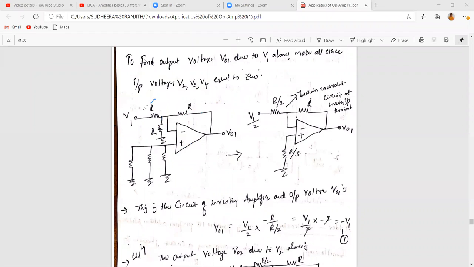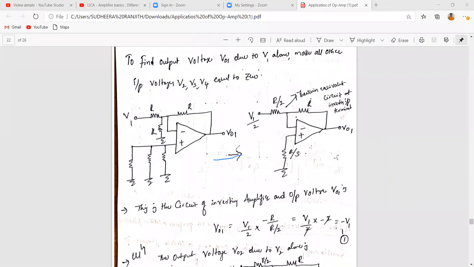So when these two resistances are in parallel, what is the equivalent resistance? R into R by R plus R, right? R square by 2R, which is R by 2. So I'm replacing with a single resistance R by 2, which is like your Thevenin's theorem. If you know that concept of Thevenin's theorem, it is easy to understand, right? This is Thevenin equivalent resistance and Thevenin source voltage. So this input becomes V1 by 2, which is voltage at this point. And the equivalent resistance, that means the parallel of these two values, R into R by R plus R, becomes R by 2.